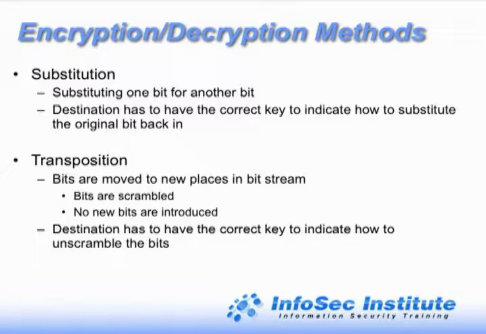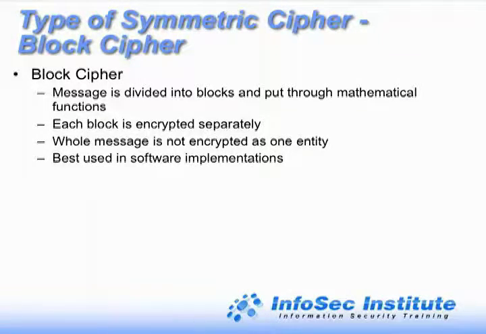Transposition is where bits are moved into new places in a bit stream. Bits are scrambled, no new bits are introduced. And then also the destination has to have the correct key to indicate how to unscramble the bits. So if it comes down to it, the destination side always has to have the right key to be able to decode everything.